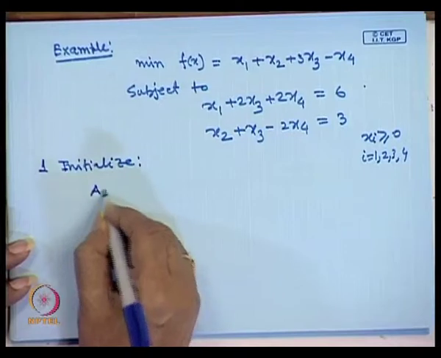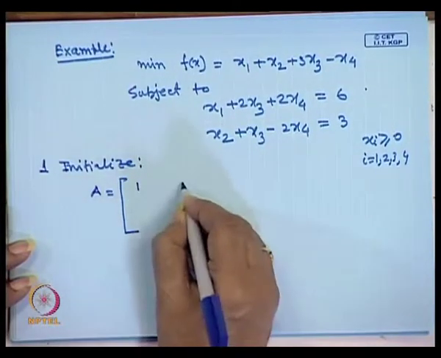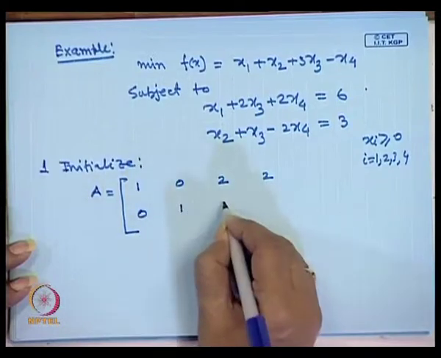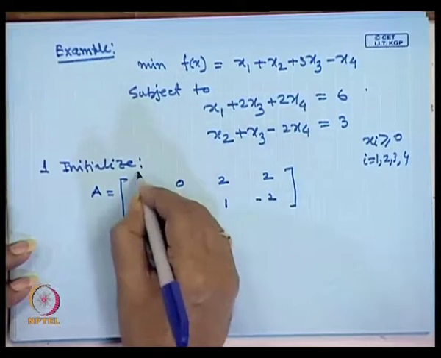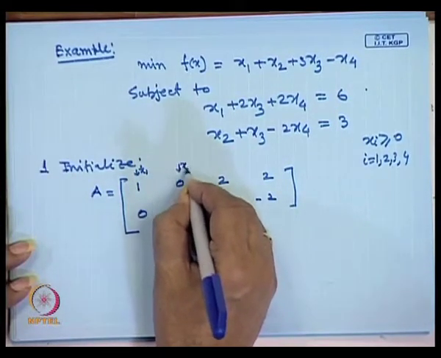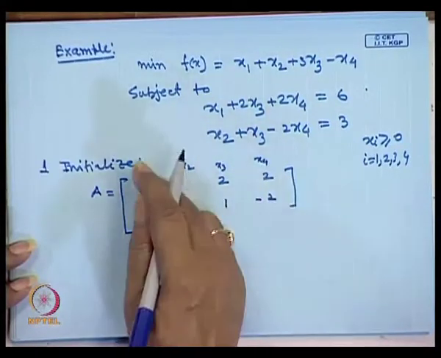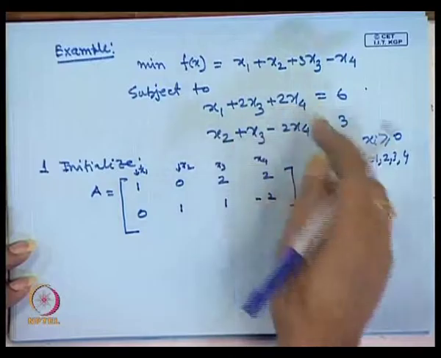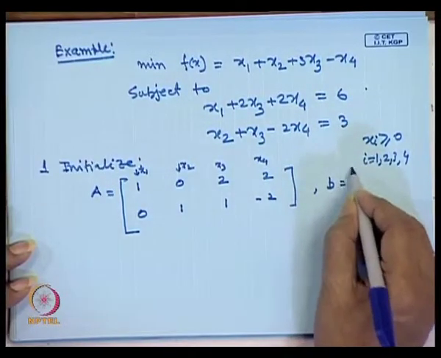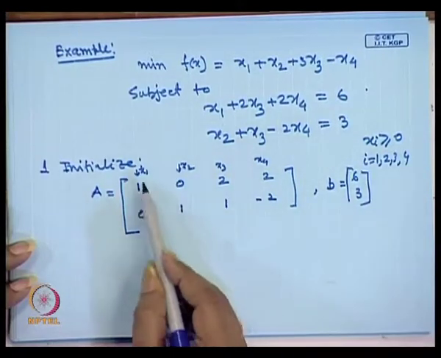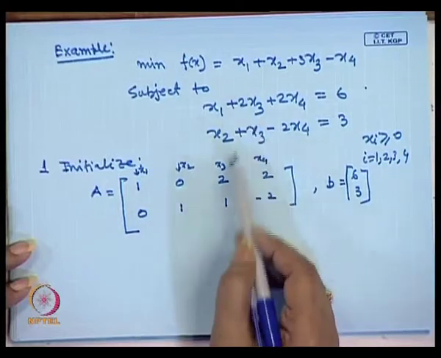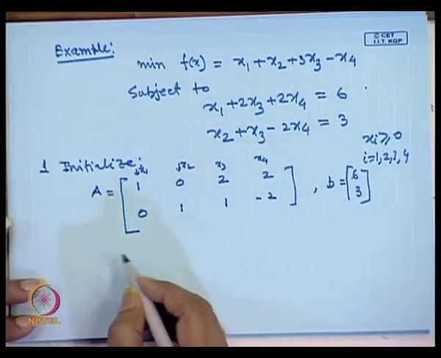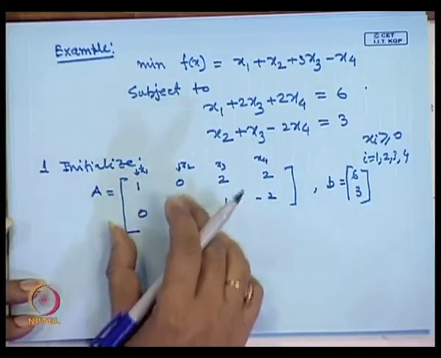See, our A matrix is this one, quickly you can write it: 1 0 2 2, and 0 1 1 minus 2. You can think of it as the x1 coefficient, x2, x3, x4 columns: x1 into 1, x2 into 0, x3 into 2, x4 into 2 is equal to b. The b vector is 6, 3. Similarly, x1 into 0, x2 into 1, x3 into 1, plus x4 into minus 2 is equal to 3. Now, which one is our first iteration, which ones are our basic variables?